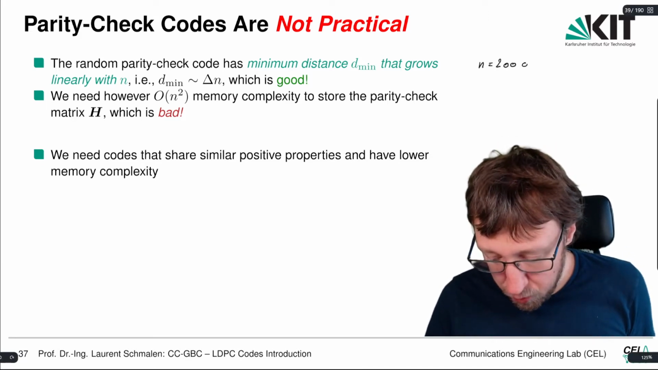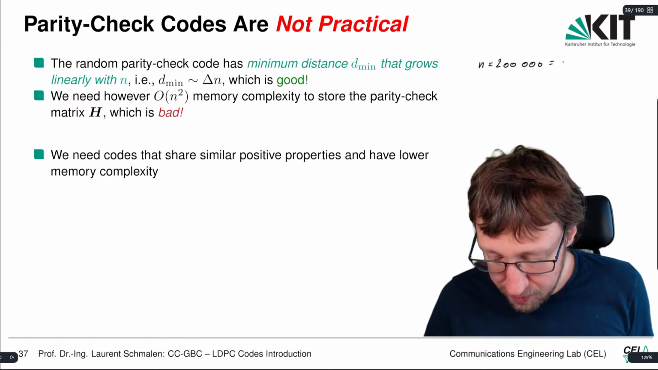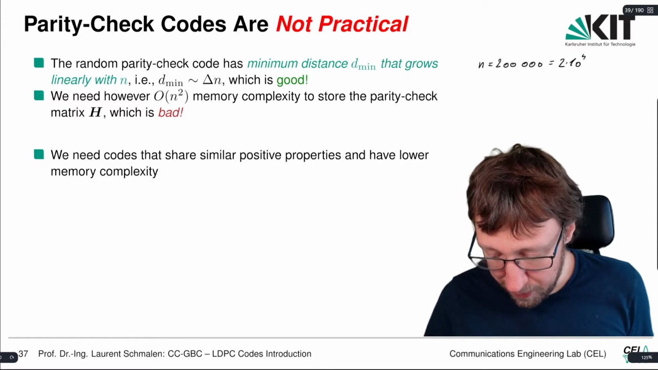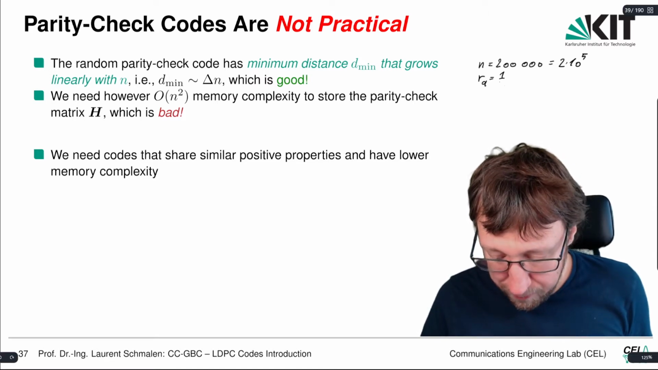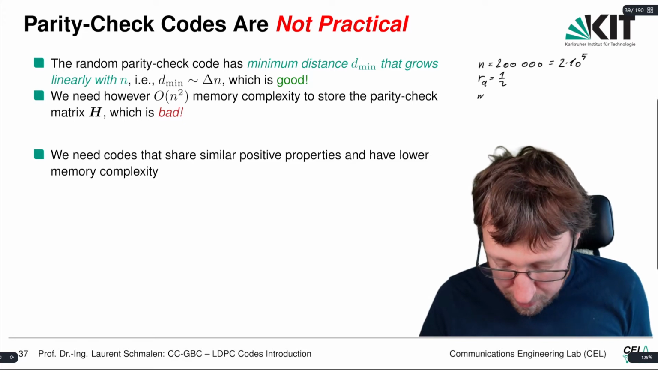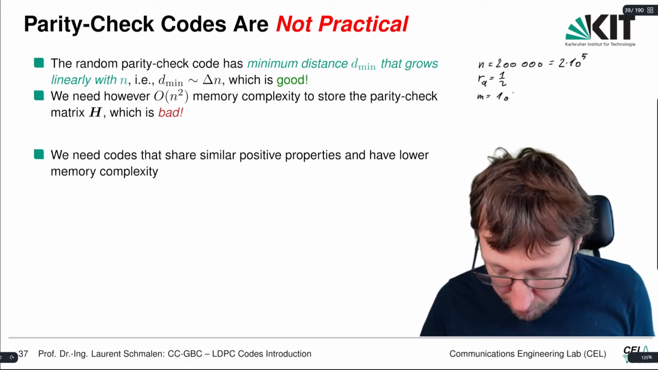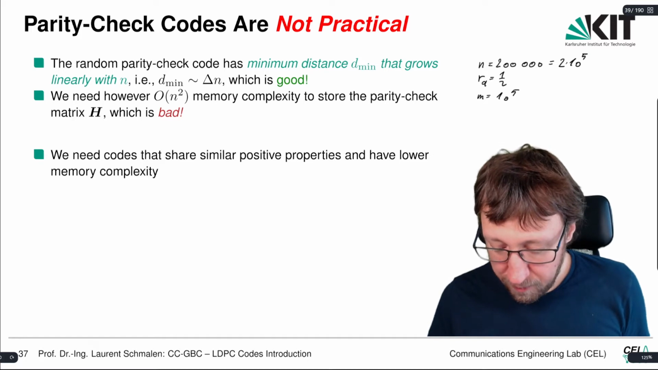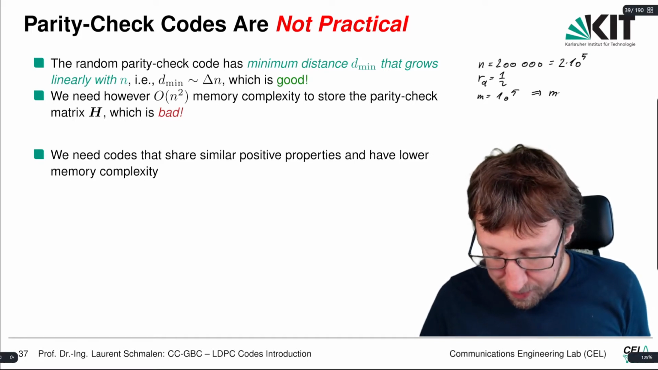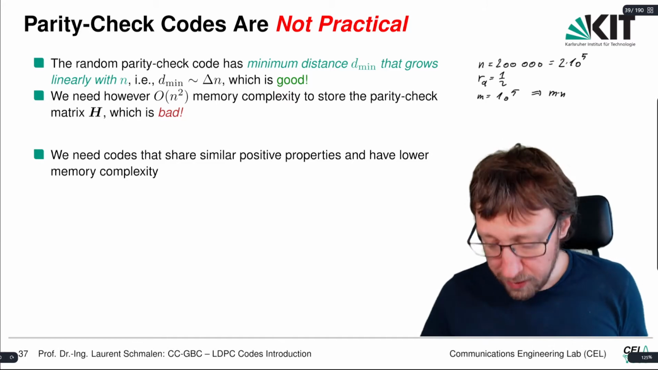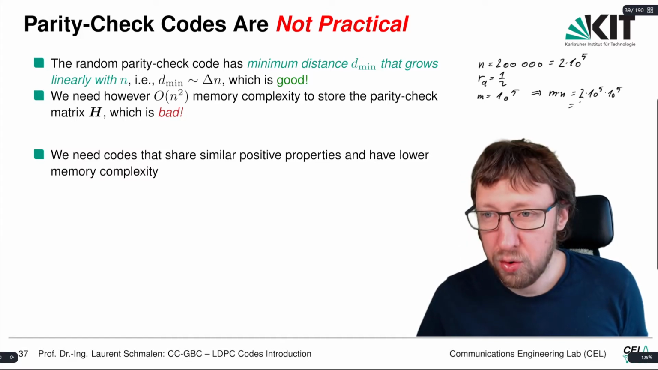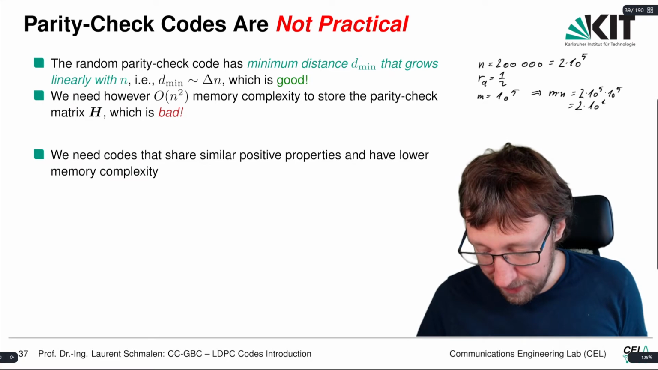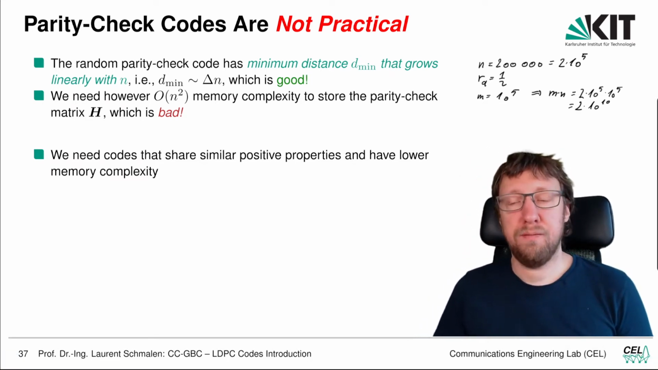N equals 200,000. So it's 2 times 10 to the power 5. And the design rate R_D is equal to 1/2. And then M is equal to 10 to the power 5. So it means that we need M times N memory cells for storing. So this is 2 times 10 to the power 5 times 10 to the power 5. This is equal to 2 times 10 to the power 10 bit that we need to store.